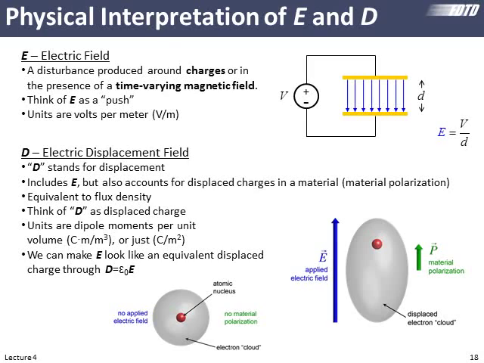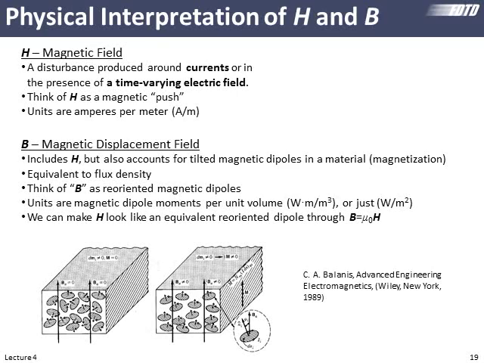So that's physically what's happening with E and D. There's an analogous thing with H and B. H is sort of the initial push. It's one way that we can store magnetic energy that exists in outer space. But at the atomic scale, very often we can have circulating charges. Those induce magnetic dipoles, and they can tilt. And when they're tilted, they want to restore themselves, so they're storing energy.